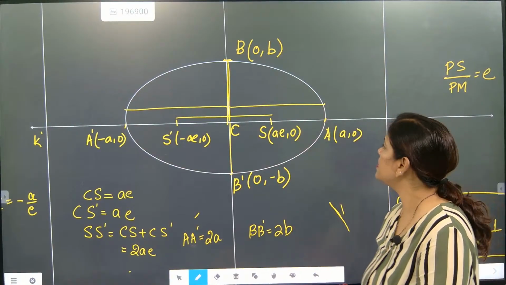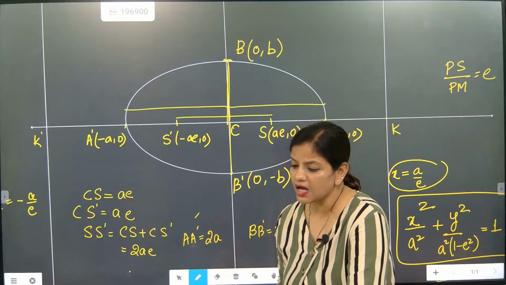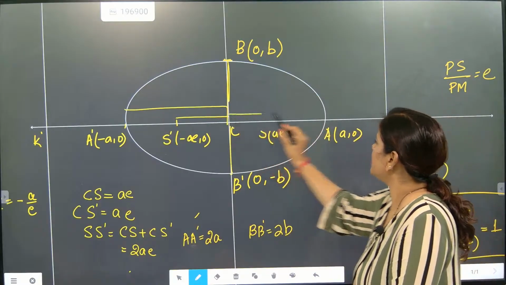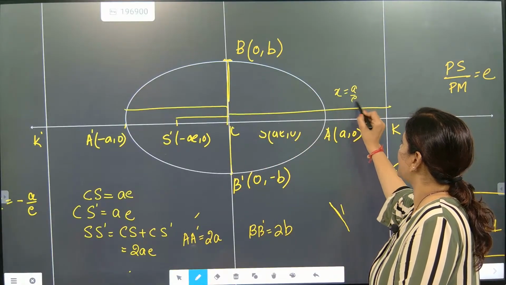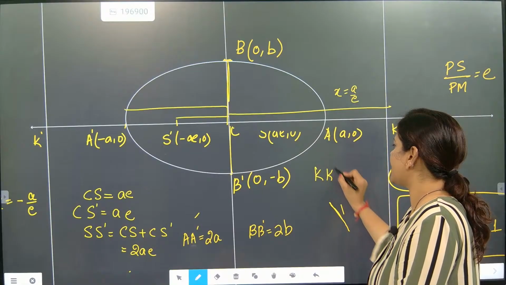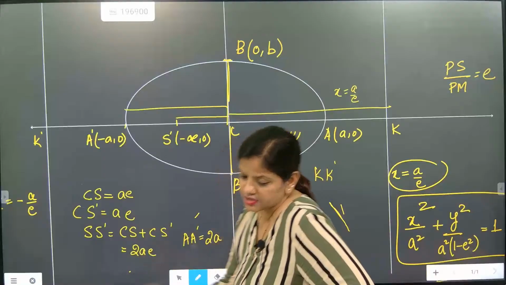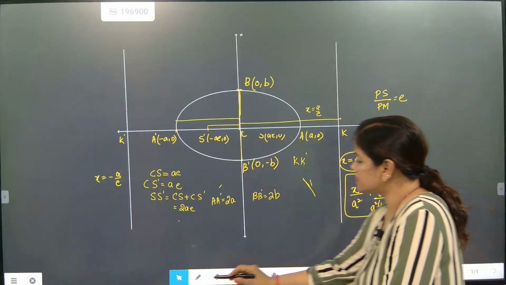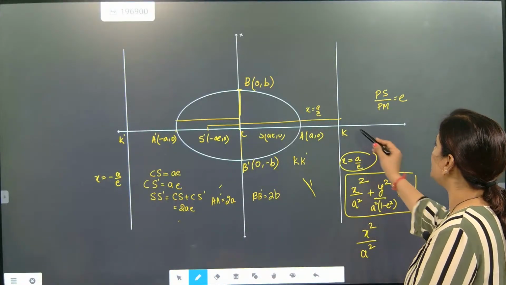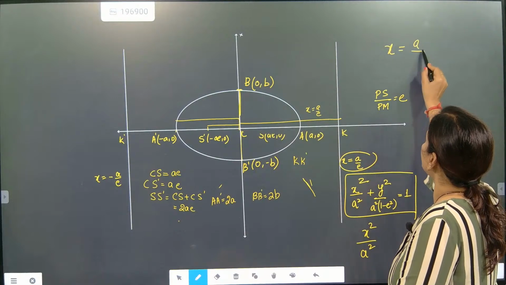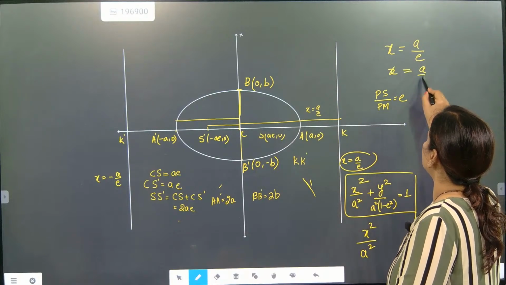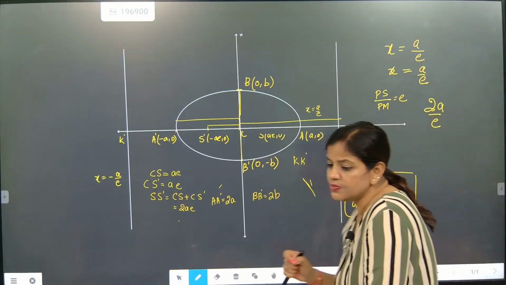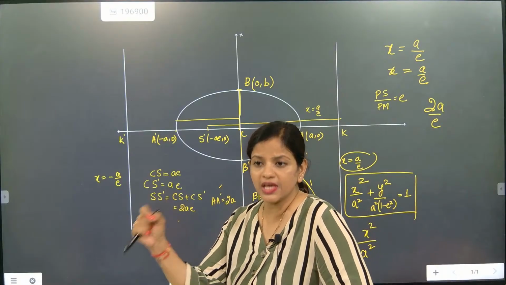Understood? Now if somebody asks you what is the distance between both the directrices, the directrix is at x equal to A by E on one side and x equal to minus A by E on the other. So the total distance will be 2A by E. So the distance between both the directrices is 2A by E.